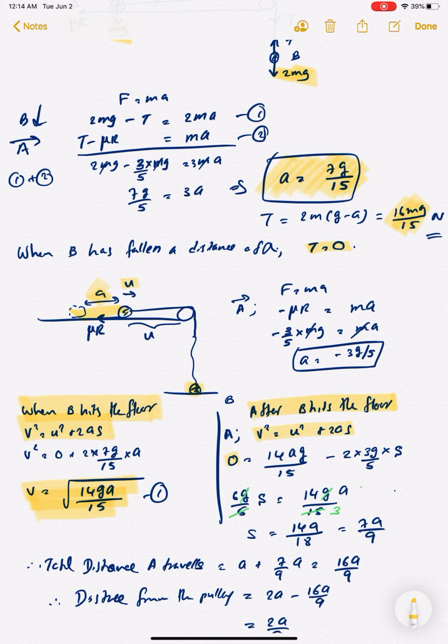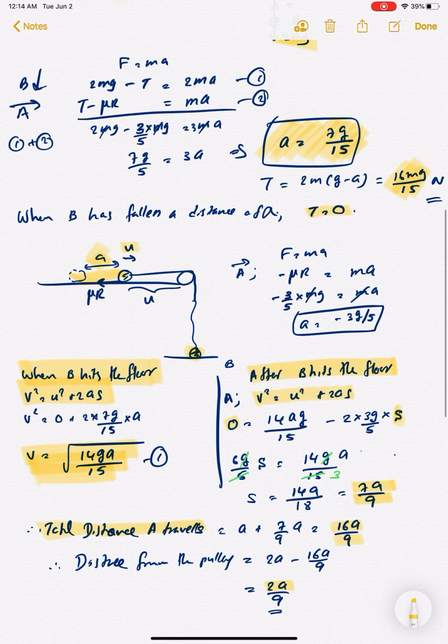The final displacement is the distance it travels between the point where B hits the floor and the point where A comes to rest. This distance is s. So you can see s is equal to 7a/9. So the total distance traveled by A is a plus 7a/9, which is 16a/9, and the distance from the pulley is 2a/9. That is what we had to show, so we got the answer. Hope you understood.